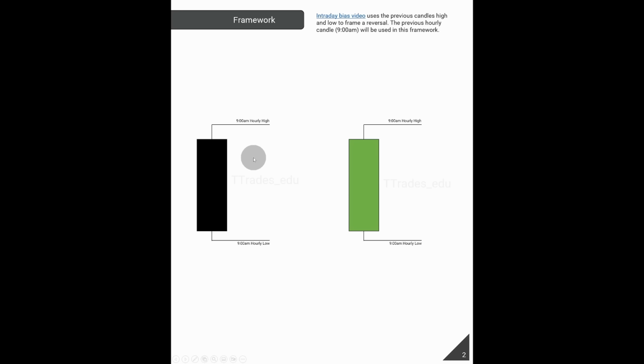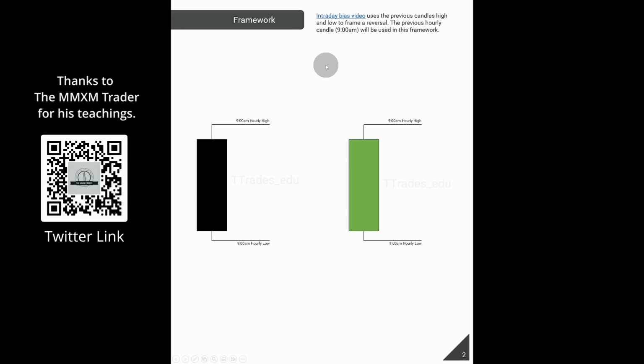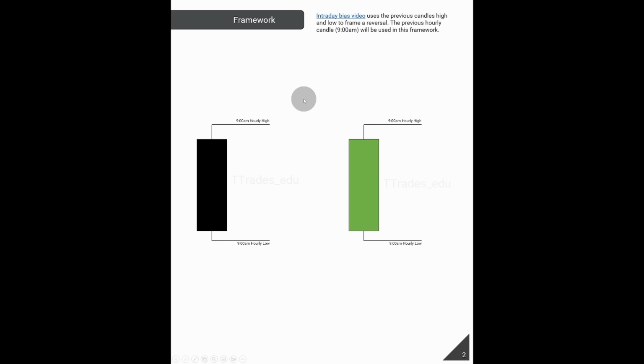Now for the framework, if you have seen my intraday bias video, you know that I will use the previous candle's high and low to frame reversals. And in this framework, I'm going to use the previous hour's high and low, and in this case, that's the 9 a.m. hourly candle. So the first thing I do when I get to the charts is once 10 a.m. hits, I'll use the previous hour's high and low, or the 9 a.m. hourly candle, and I'll mark off the low and the high of that.